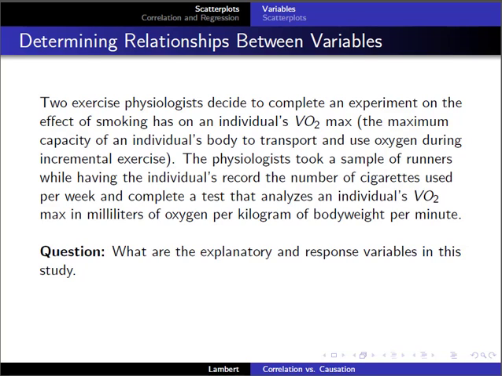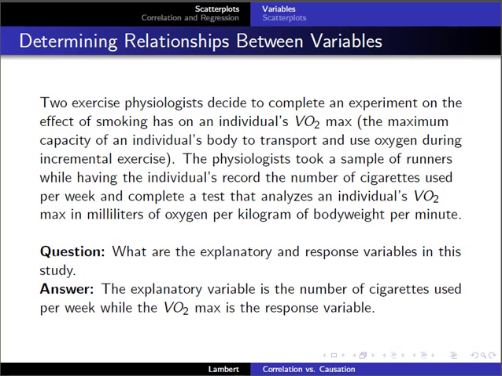Well, reading through this, what are they trying to look at? The effect smoking has on an individual's VO2 max. So when you take a look at it, your explanatory, also known as your independent variable, has to be the smoking. While the response or dependent variable, which depends upon something, would have to be your VO2 max, because we're looking at how smoking causes a VO2 max of a certain type. So our explanatory is the number of cigarettes used per week, and the VO2 max is our response variable.